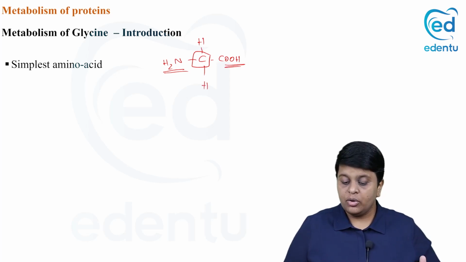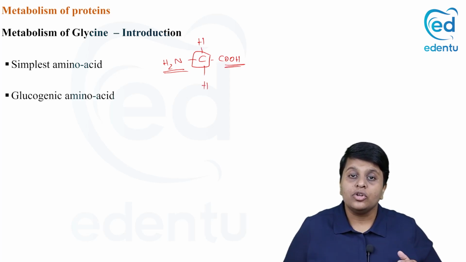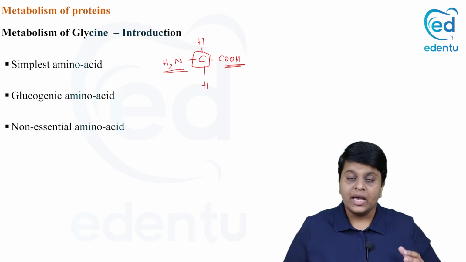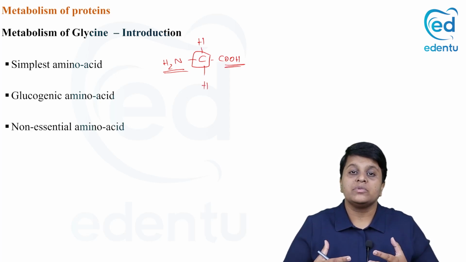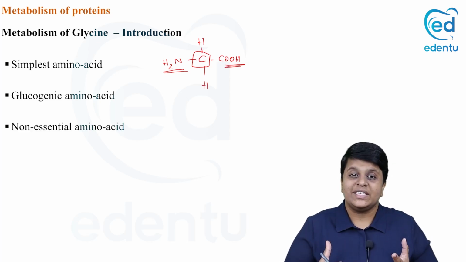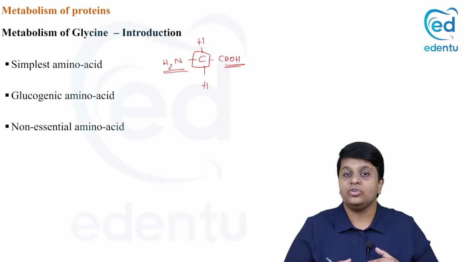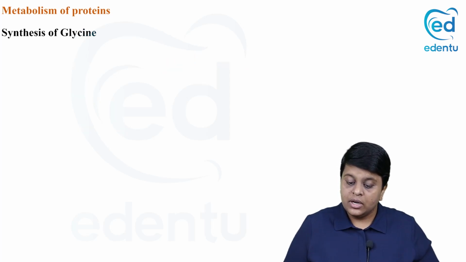This is the simplest amino acid. Based upon its metabolic fate, it comes under the group of glucogenic amino acids, and based upon the nutritional requirement, it comes under the classification of non-essential amino acids. So it can be synthesized in the human body from other amino acids. Now let us see what are the steps in the synthesis of glycine.